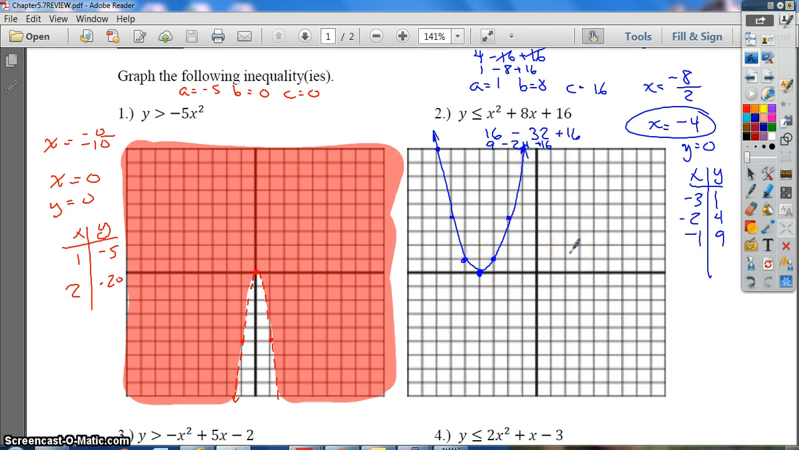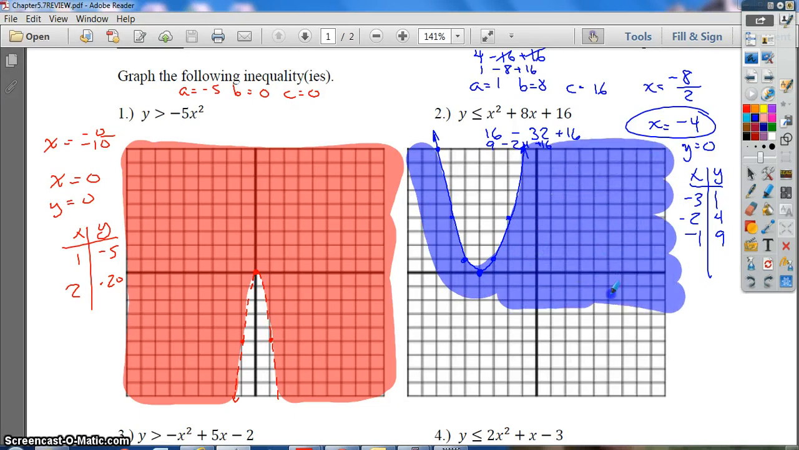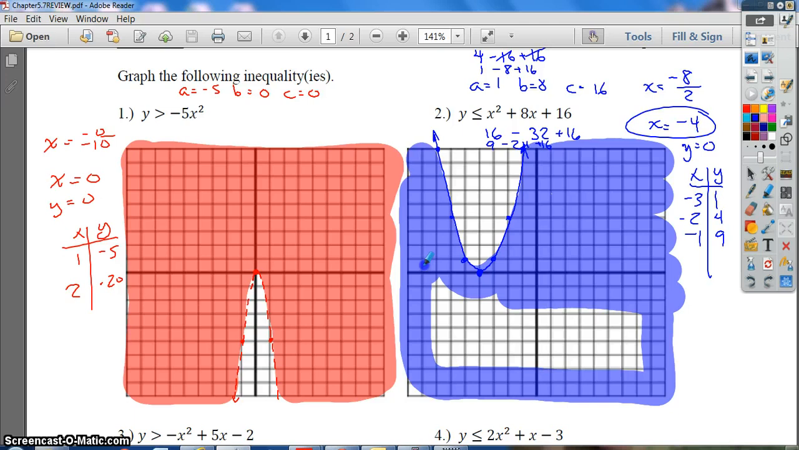Okay. And what am I going to have here? Let's see. It is less than or equal to, so solid line would be good there. And I need to shade less than. So if I'm less than this vertex here, I'm below it. So it'll be below this guy, that will be in here. Okay? And I get to do my full shade. Now you can say, hey, what's blue and red make? Hey, purple. Anyway, there's your first two. Hope we're good so far.